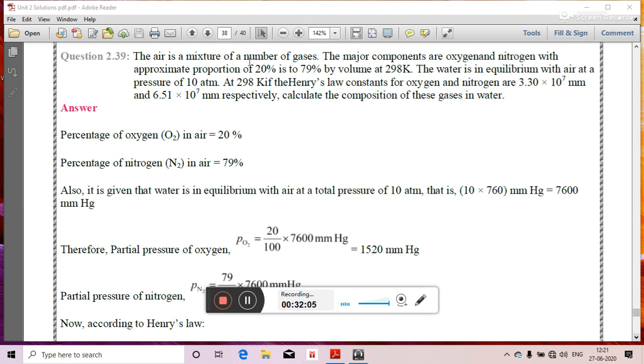Question number 39. Air is a mixture of a number of gases. The major components are oxygen and nitrogen with approximate proportion of 20% to 79% by volume at 298 Kelvin. Water is in equilibrium with air at a pressure of 10 atmosphere. At 298 Kelvin, if the Henry's law constants for oxygen and nitrogen are 3.30 into 10 raised to 7 mm and 6.51 into 10 raised to 7 mm respectively, calculate the composition of these gases in water.